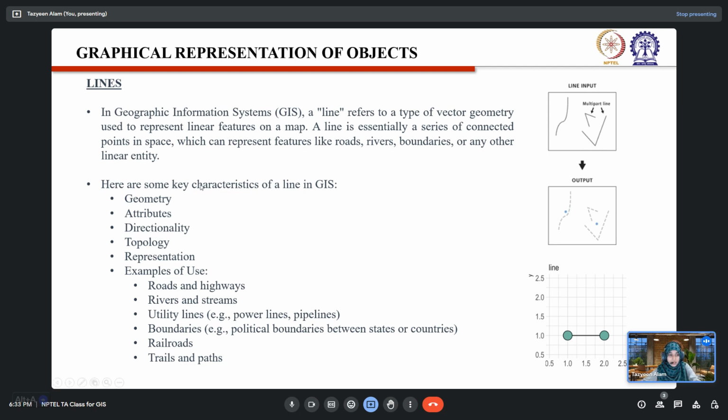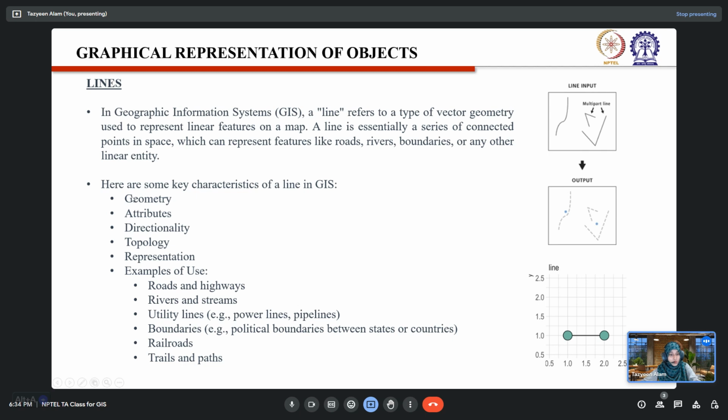Here are some key characteristics of a line in GIS, but before we move to that, let us understand this. This is like a multi-part line, right? This multi-part line can be represented in this form in your GIS. And whenever we are talking about a line, it means two points are being connected, two or more points.